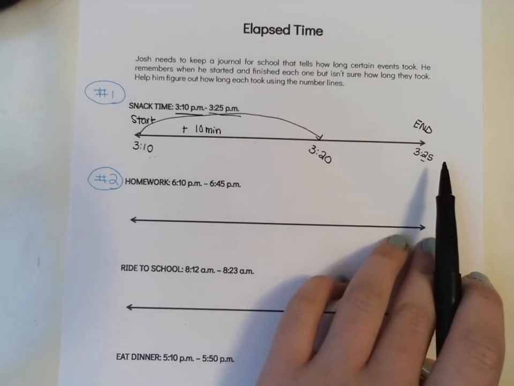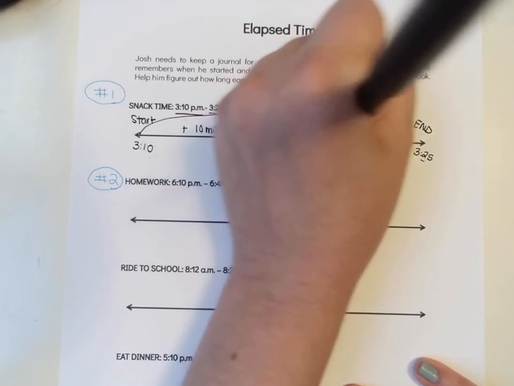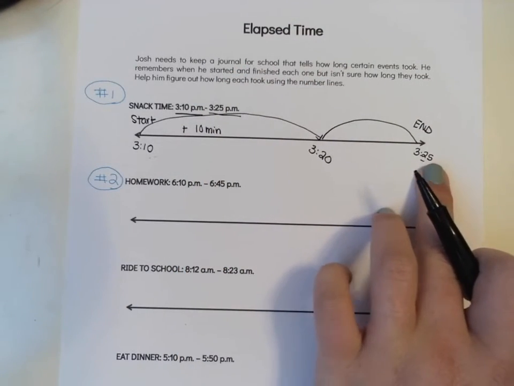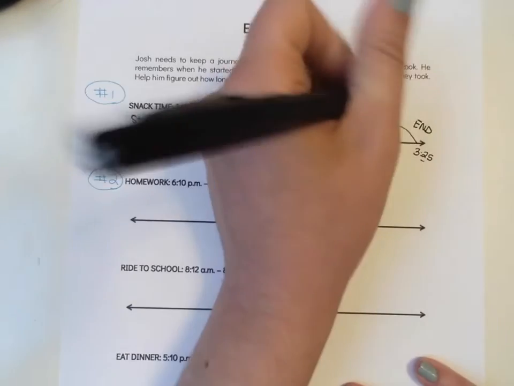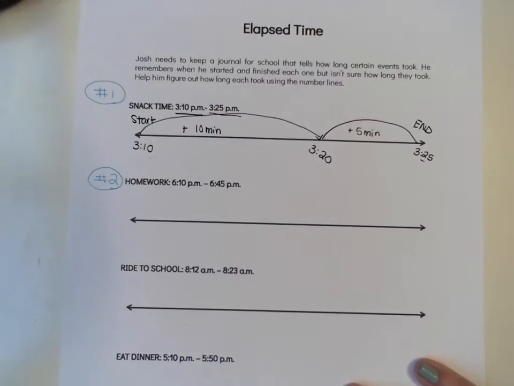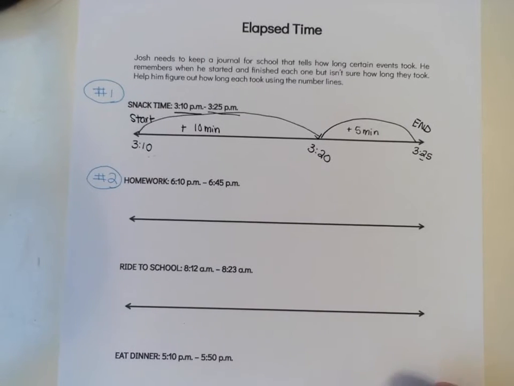Now what I need to do is figure out how much of a jump I need to get from 3:20 to 3:25. I know that all I need to do is add 5 minutes, and I'm at 3:25. So I have the amount of jumps. I figured out the increments of time in between our start time and our end time. So I'm going to do the same thing that I would do on an addition problem on a number line.